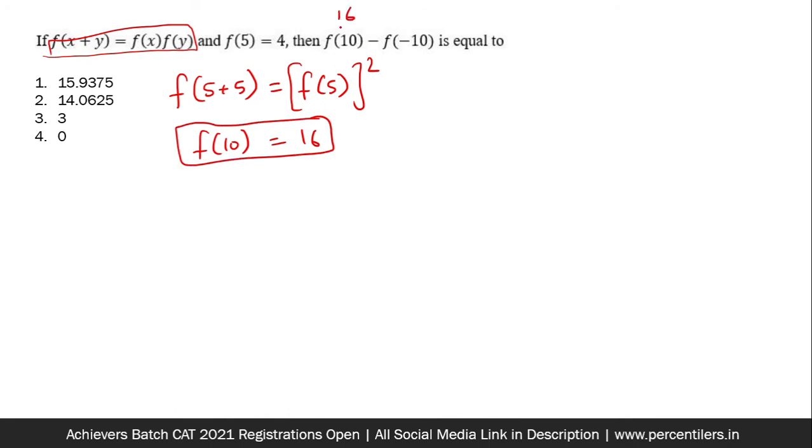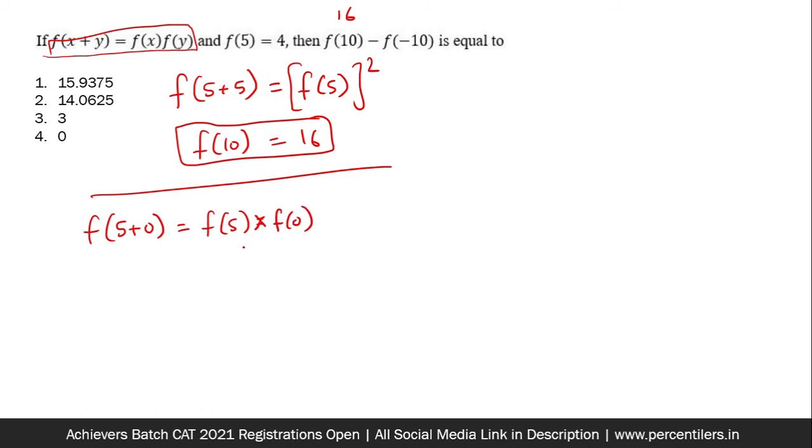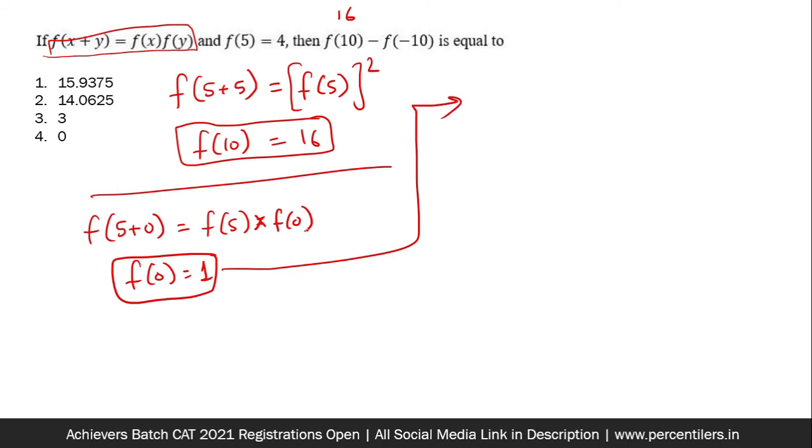Half the job done. For the remaining half, since f5 is given, I can also write f5 as f of 5 plus 0, which means it is equal to f5 into f0. So left hand side is also f5, right hand side is also f5, which gives us that f0 is equal to 1. Now I am going to take this matter seriously. Now f0 is 1. f0 can be written as f of 5 minus 5.